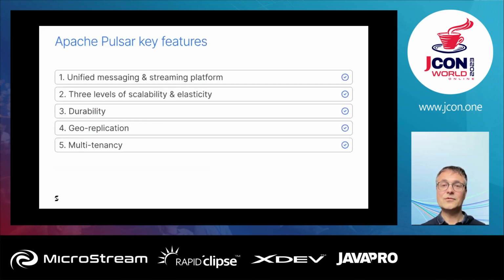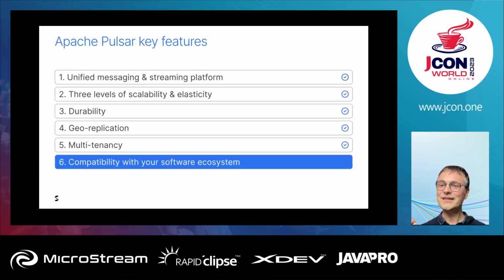Now, you could say, Julien, Pulsar has impressive features, but in my company, I have an existing software ecosystem. I'm sending or consuming messages with Kafka and RabbitMQ. I have a bunch of microservices and I can't rewrite all of them. Well, I have good news for you. Pulsar has a high level of compatibility, and I'll explain that right now.